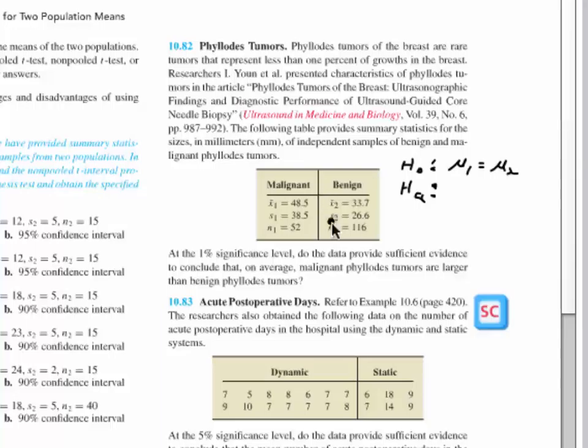The alternate hypothesis in this case would be, Madison, that the first mu for the malignant is going to be bigger than the... That's right. And so that's also like saying that mu1 minus mu2 is what? So is this a right-tailed test or a left-tailed test? Right-tailed test.